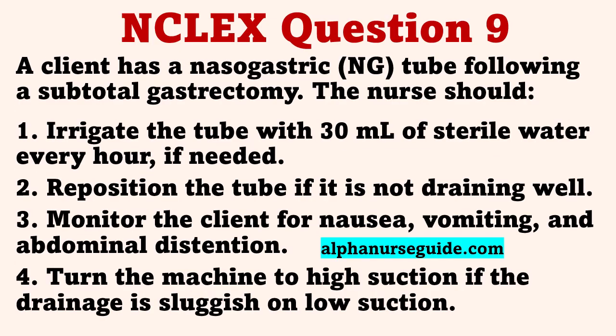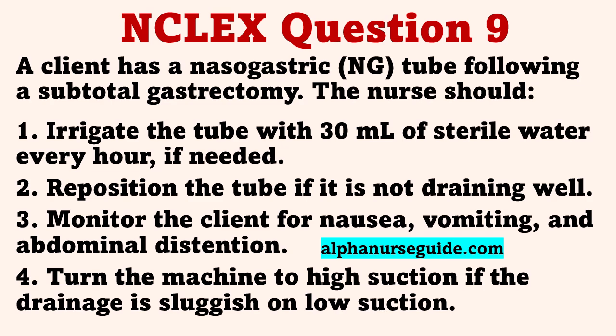A client has a nasogastric tube following a subtotal gastrectomy. The nurse should 1. Irrigate the tube with 30 milliliters of sterile water every hour if needed. 2. Reposition the tube if it is not draining well. 3. Monitor the client for nausea, vomiting, and abdominal distension. 4. Turn the machine to high suction if the drainage is sluggish on low suction.